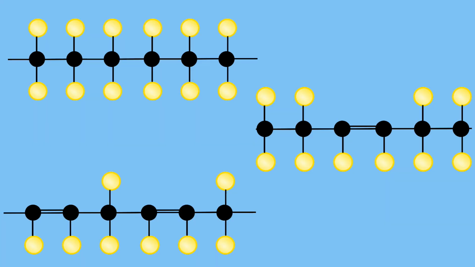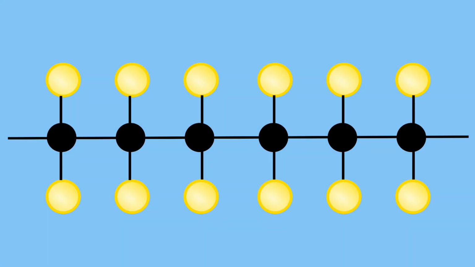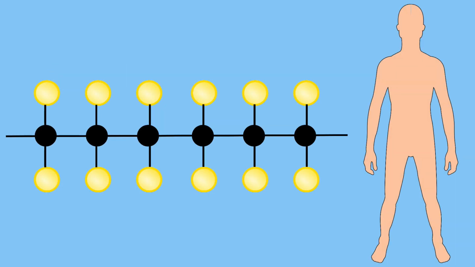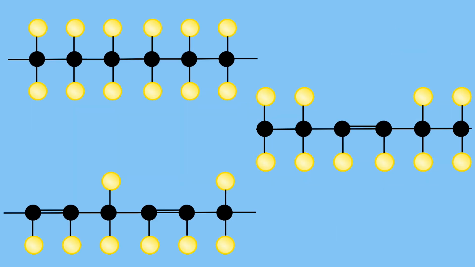The basic building blocks of fat are fatty acids. Fats are made up of carbon and hydrogen joined together in long chains. These long chains are called hydrocarbons. The structure of the fat will affect how it behaves in our bodies. The level of saturation affects the structure of a fat.